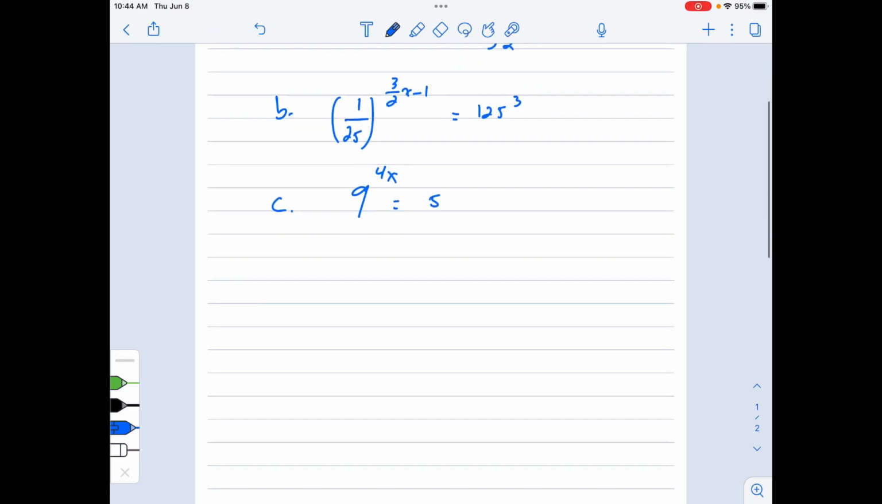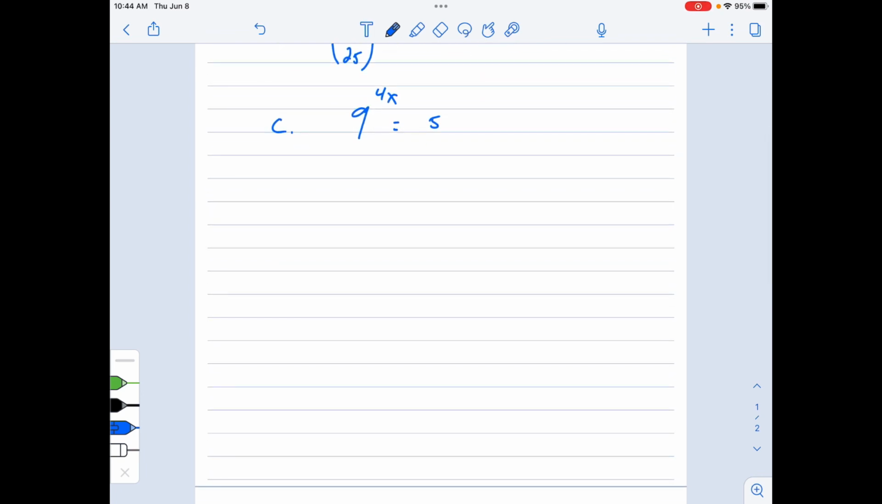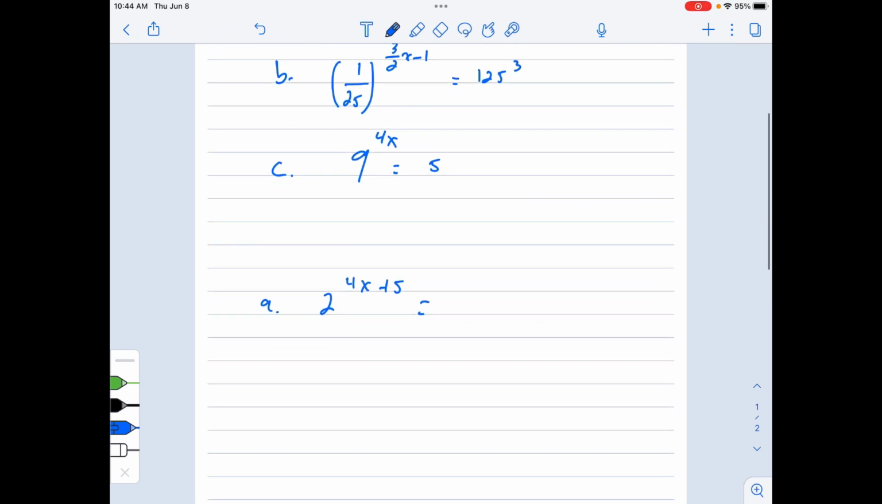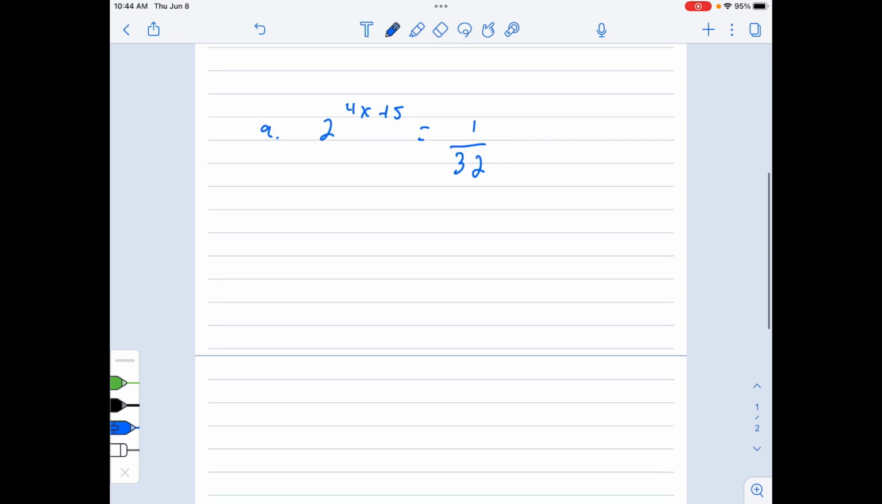All right. So with A, you have 2 to the 4x plus 5 equals 1 over 32. The first thing you want to do when solving an exponential equation is make sure the part that has the exponent, the 2 to the 4x plus 5, is isolated. It's by itself, which it is in this case. If I had a 1 added on here, then I'd subtract the 1 over.